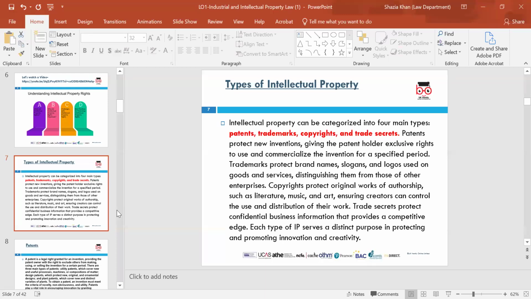Copyrights protect works of authors, so literature and music, ensuring that they can control the use and distribution. And trade secrets protect business information that provides a competitive edge. So what we're going to do now is go into detail on each one, so you've got more of an idea as well.